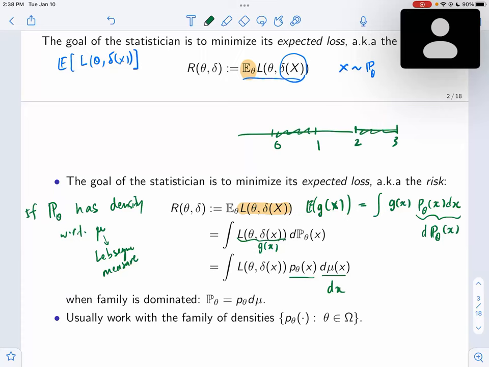And then, for example, the Gaussian distribution has a density. If X is normal with mean theta and variance 1, this is, let's say, our P theta. This, for example, has a density with respect to the Lebesgue measure, right? So everyone knows, right? So what is the density of this?